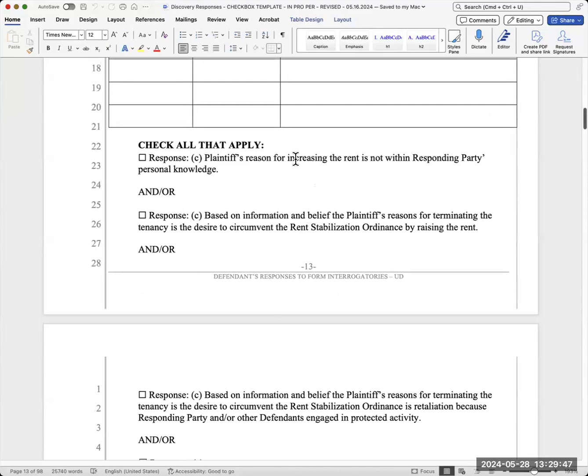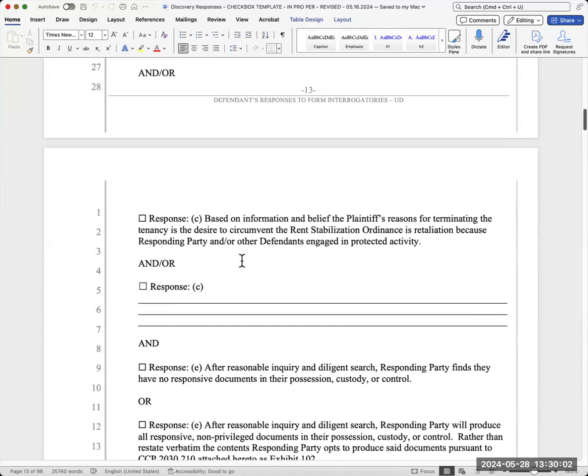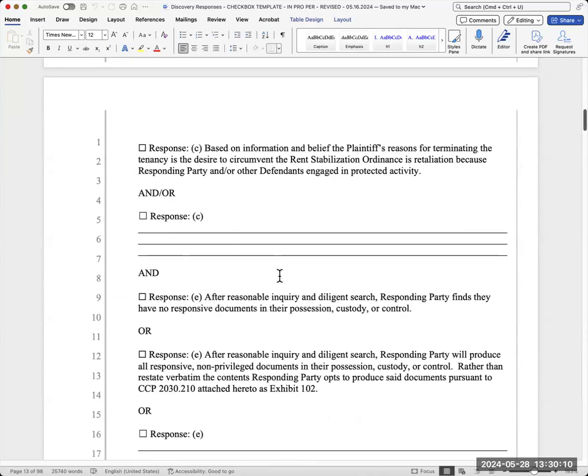Plaintiff's reason for increasing the rent is not within party's knowledge, or you have evidence that perhaps the landlord made it obvious in some way that they're trying to go around a rent stabilization ordinance. Maybe they're trying to go around the ordinance for retaliation reasons. Maybe there's some other reason or explanation here.